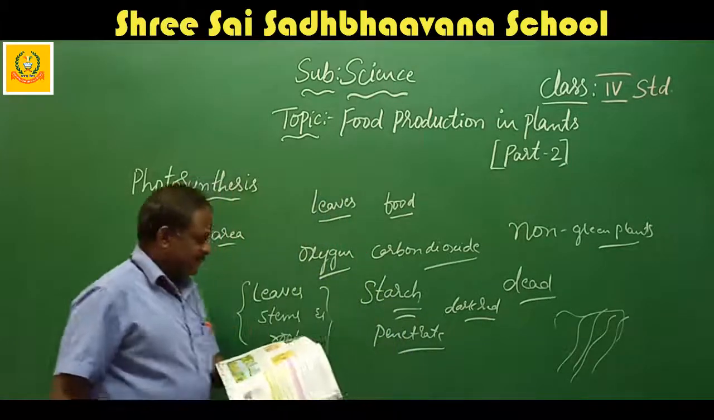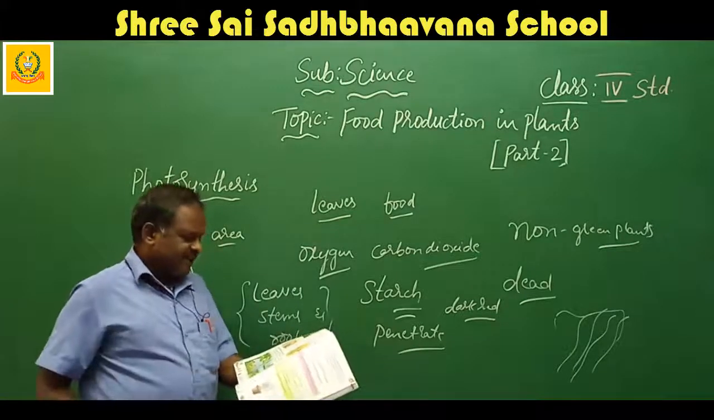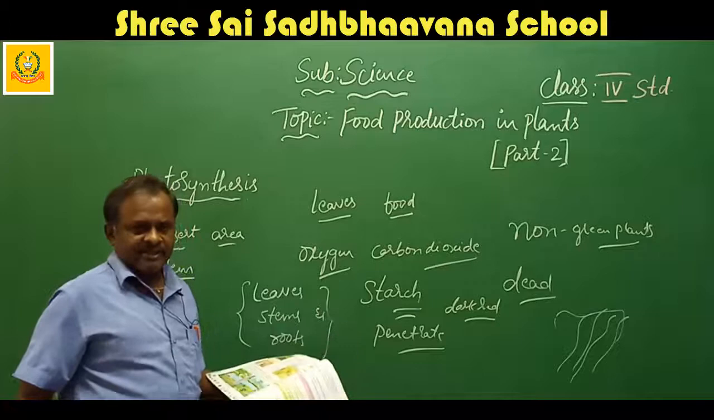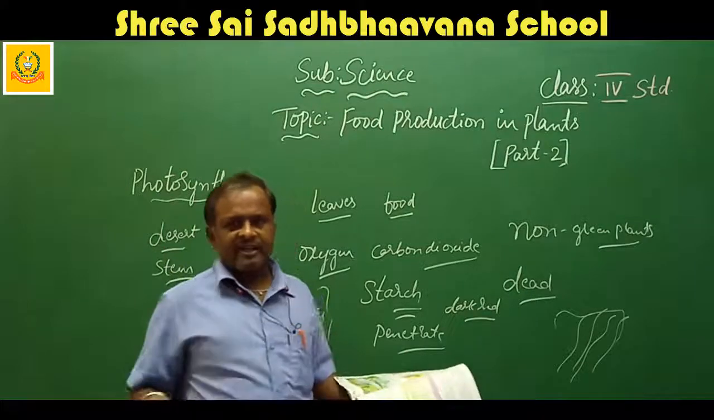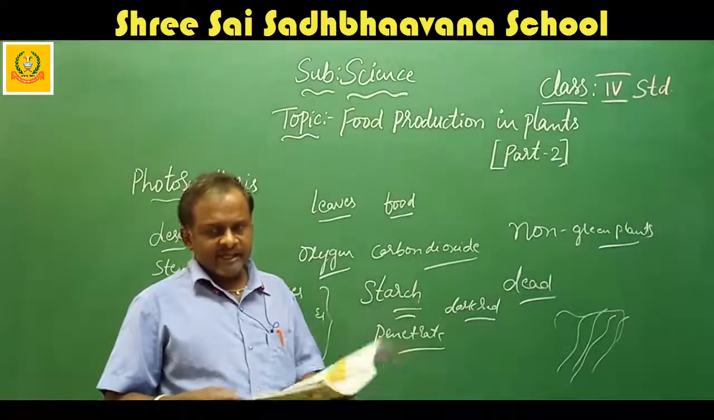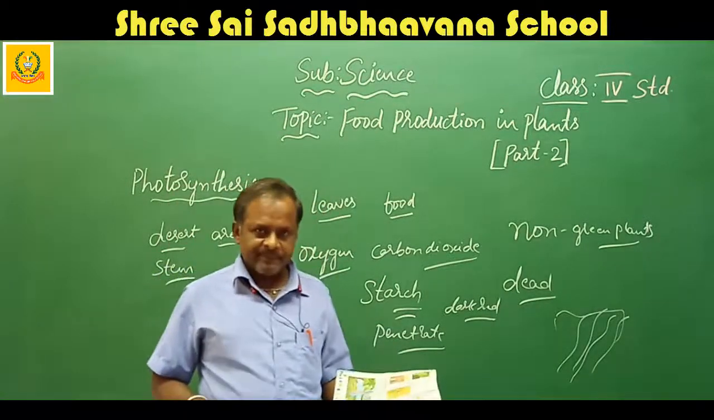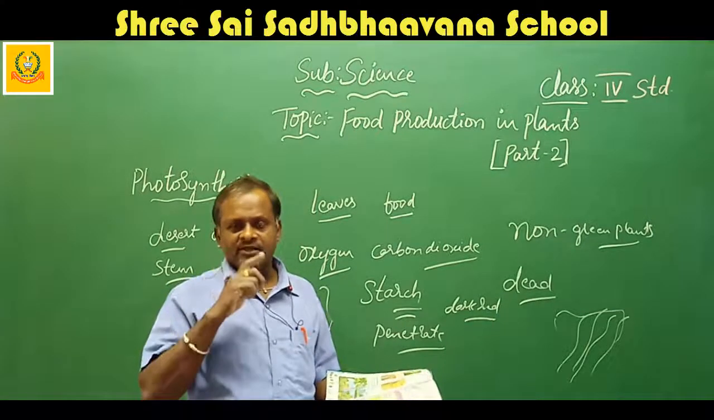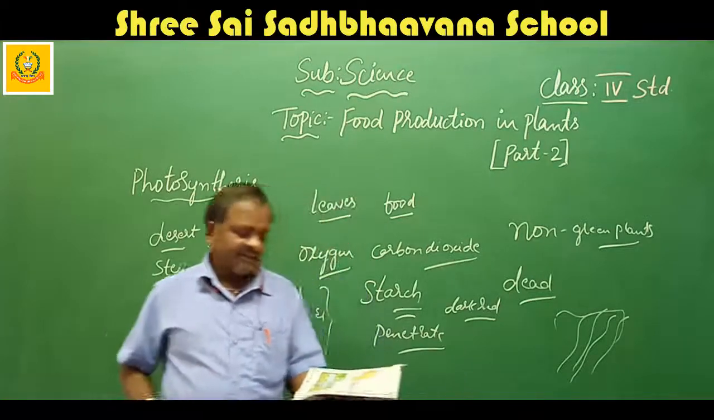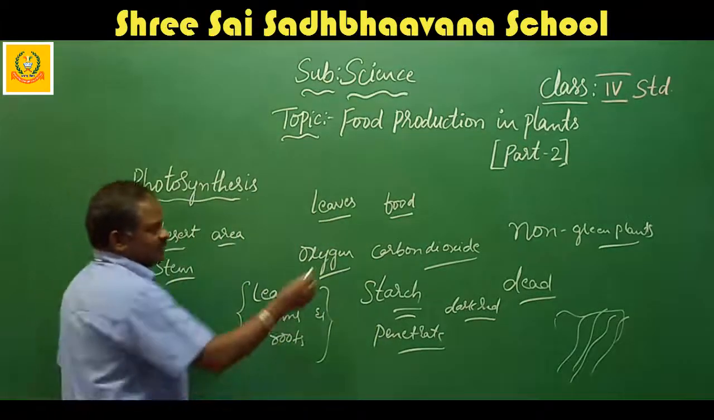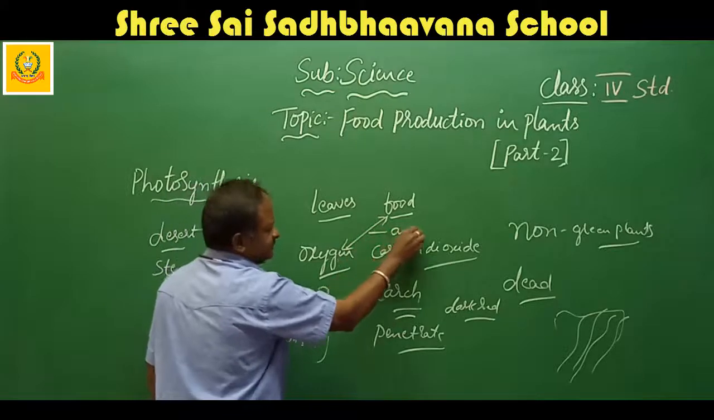What is the relationship between plants and animals? Animals and plants depend on each other for their survival and growth. That means without the plants, animals cannot live, and without the animals, plants cannot live. They are interdependent. How? Animals need food to eat and oxygen to breathe in. Plants provide food and oxygen to the animals.